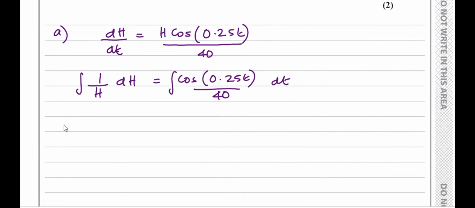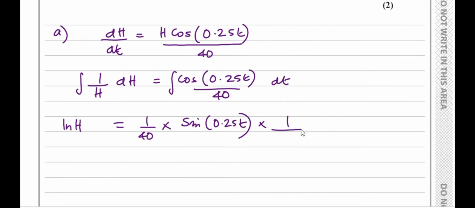So we can write here ln h is equal to, what about integration of cos 0.25t? This 40 in the denominator is a coefficient, so there is no change to it. So we can say 1 over 40 times cos integrates to sine, so sine 0.25t. Then we also need to account for this 0.25t. When we differentiate, we multiply by this. When we integrate, we need to divide by it. So 0.25 in the denominator.